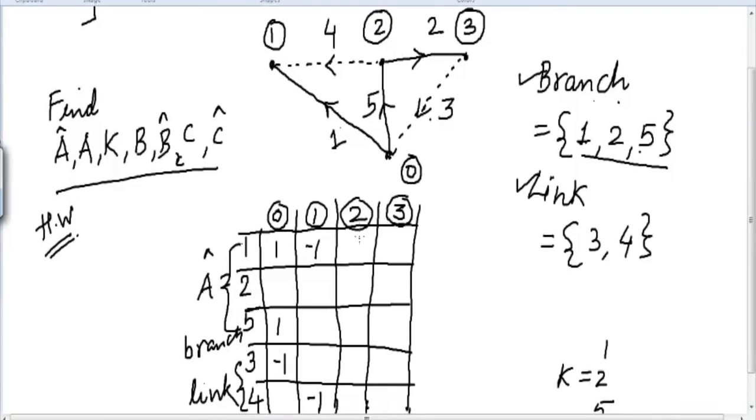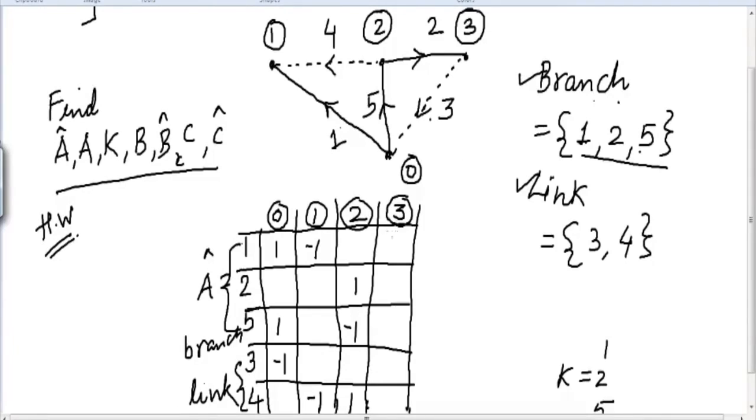Now let us fill the entries of column number 2. For this, we have to go to node number 2, which is here. In this node, the incident elements are 2, 4 and 5, out of which 2 and 4 are outgoing and 5 is incoming. So we put 2 and 4 as positive and 5 as negative. Always check that outgoing should be positive and incoming should be negative.